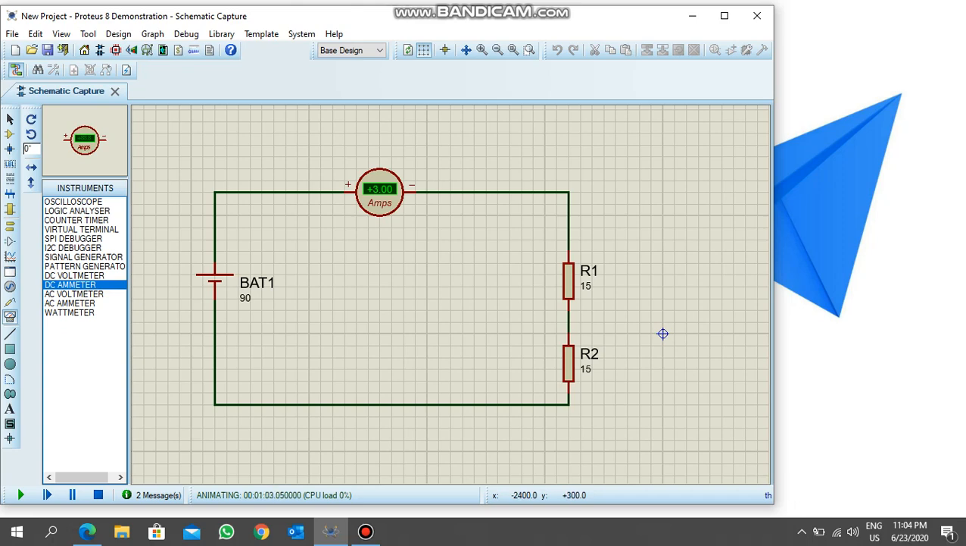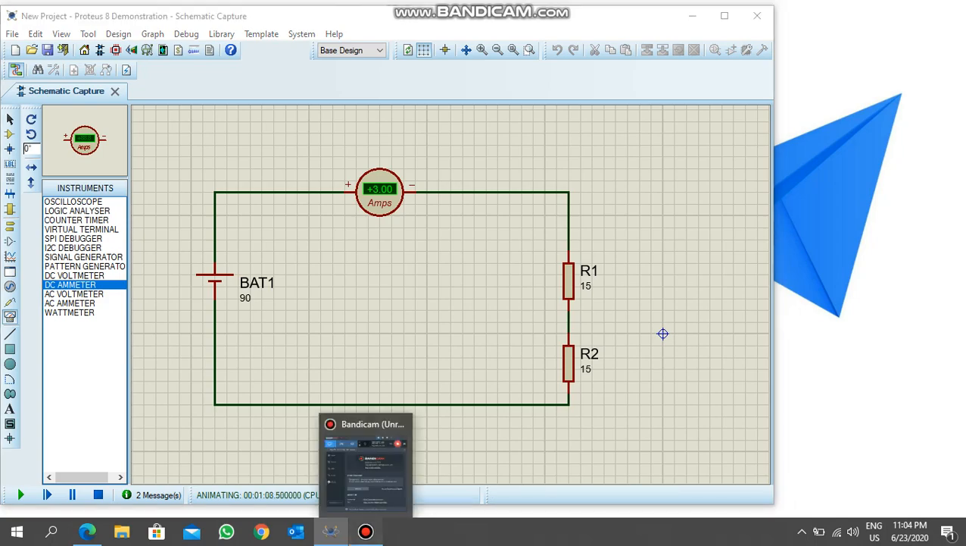So this was our today's lab, how we find the current in any circuit in simulation while using the Proteus tool. Thank you.